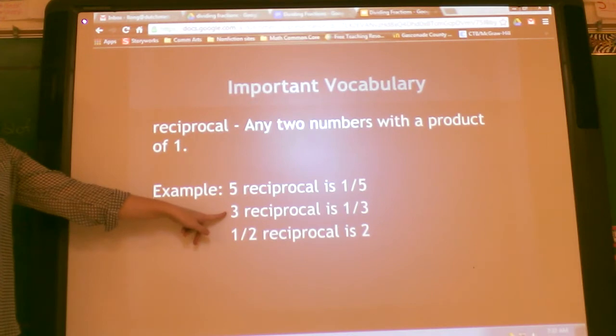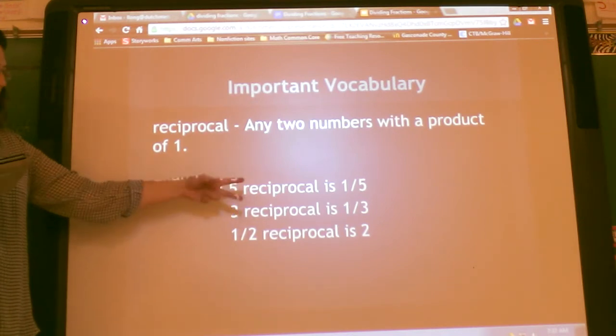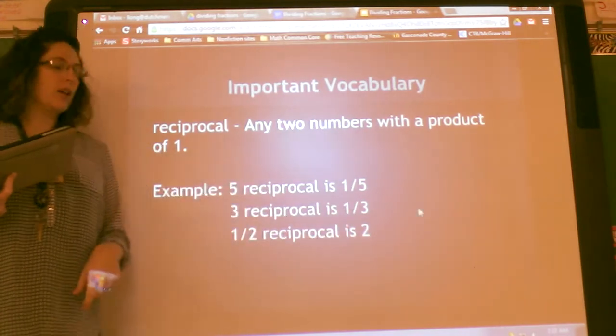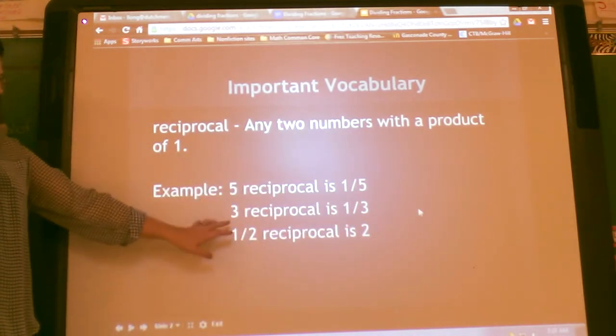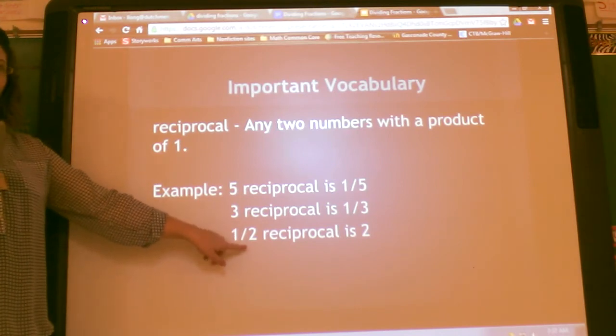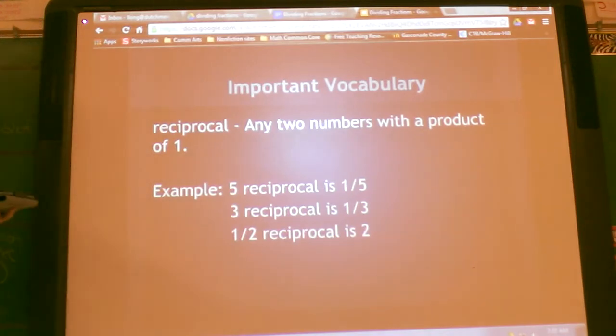Okay, for 3, we do the same thing. We put it over 1, so our reciprocal, we flip it, and we get 1 over 3. 1/2, the reciprocal is 2. It would be the same thing. We have 1 over 2 here. If we flip it, it's 2 over 1, which is the same thing as 2. So our reciprocal is any two numbers with the product of 1 is where you flip your fraction.